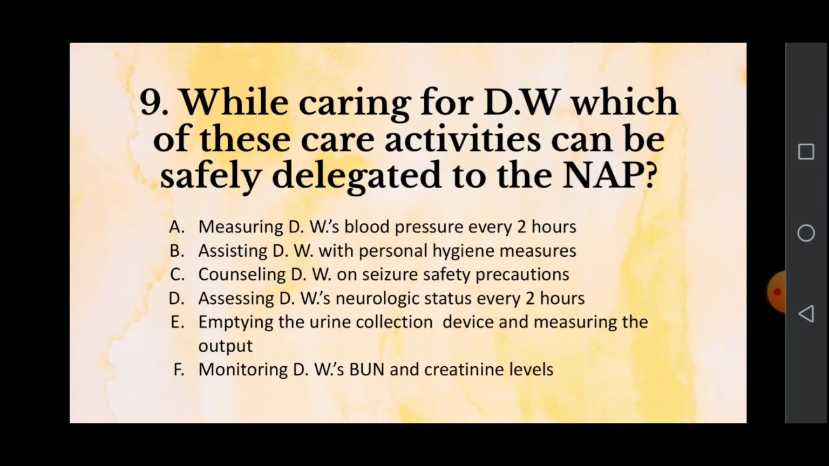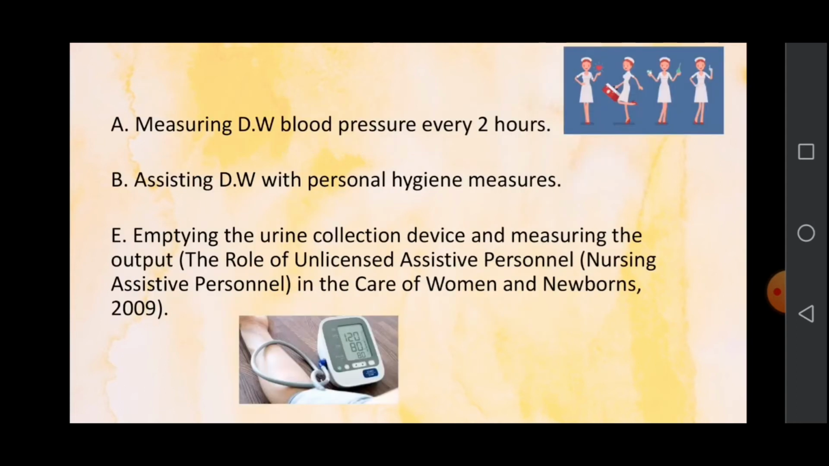So, based on the following options, the best answer is A, B, and E. A. Measuring DW blood pressure every 2 hours. B. Assisting DW with personal hygiene measures. E. Emptying the urine collection device and measuring the output.